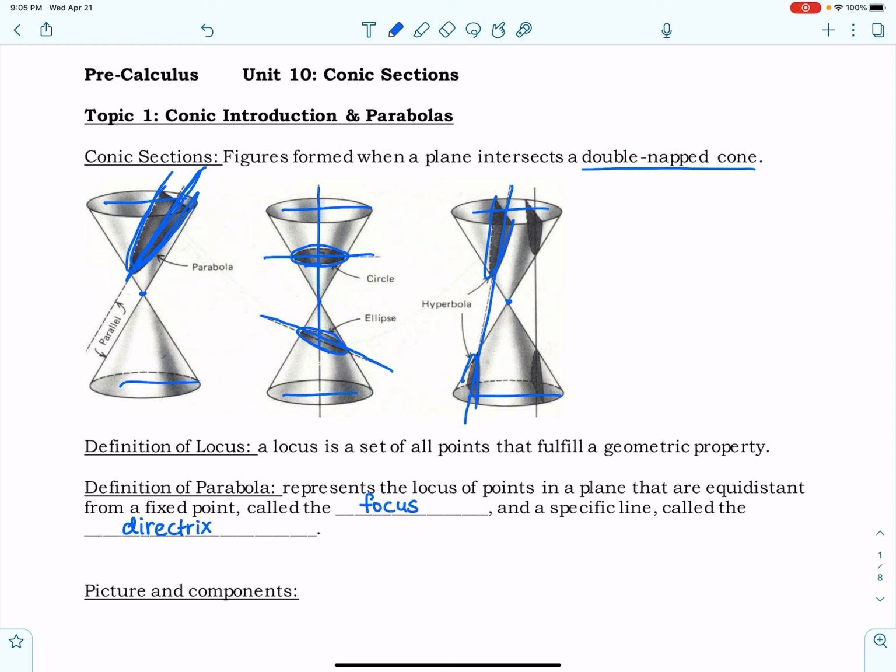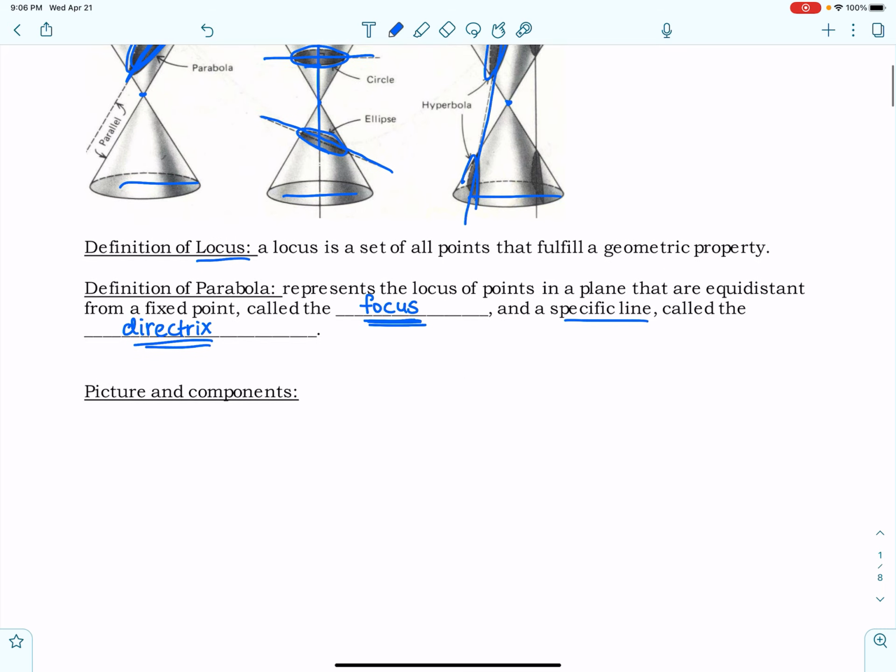Okay, so we're going to define a few things, and then we're going to talk more specifically about a parabola. So the first thing we want to talk about is the definition of locus. Locus is a set of all the points that fulfill a geometric property, in case it comes up. I don't think you'll ever be asked that. The definition of a parabola represents the locus of points in a plane that are equidistant from a fixed point called the focus. Okay, we are going to talk about that. And a specific line called the directrix. So let's see what a picture of all of this would look like.